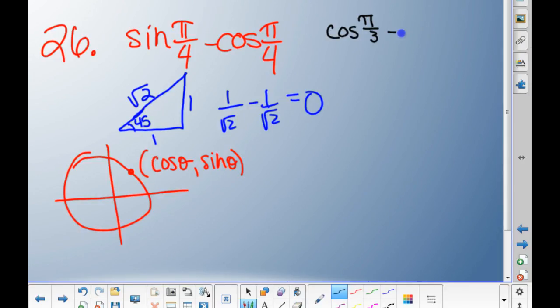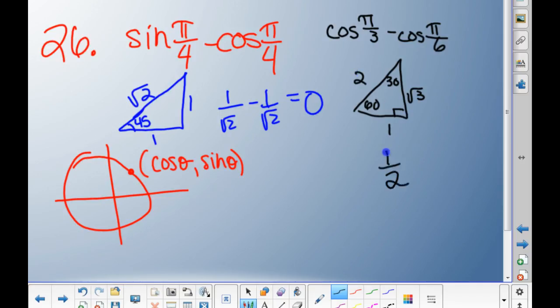Cosine of pi over 6. Those are the first two numbers, okay? 180 divided by 3 is 60. So this is a 30, 60, 90 triangle. Across from the 60 is the square root of 3. Next to the 60 is 1, and this is 2. So cosine is adjacent over hypotenuse, or 1/2.